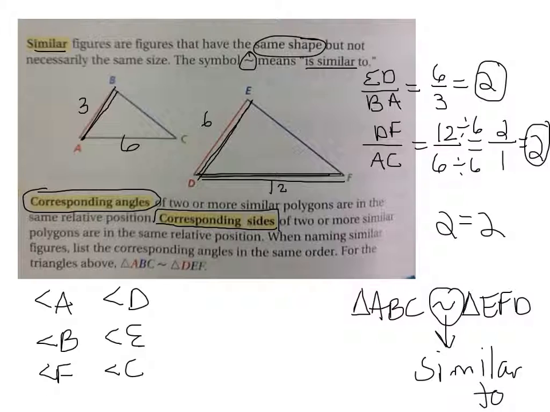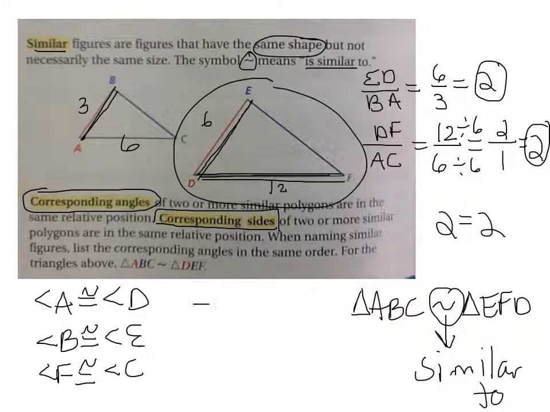which means the exact same. Even though this triangle, DEF, is larger than ABC, its angle measures are going to be the exact same to each other. So we know that angle A is going to be congruent to angle D, angle B is going to be congruent to angle E, and angle F is going to be congruent to angle C.